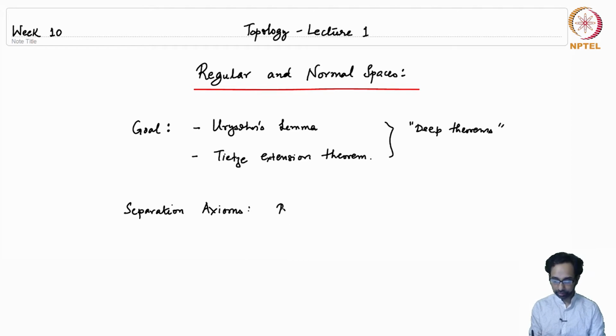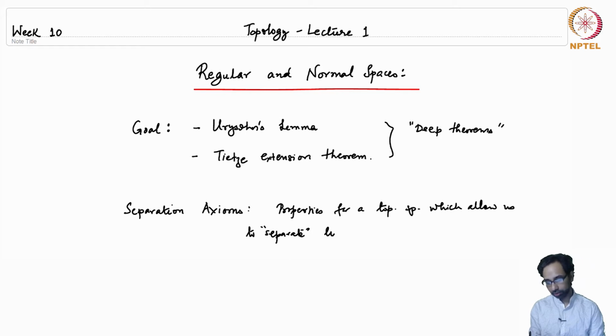These are some properties for a topological space which allow us to separate two subsets, let's say. What kind of subsets to consider will usually differ for different kinds of separation axioms, and we will study regular and normal spaces under these separation axioms. So let us look at these separation axioms.